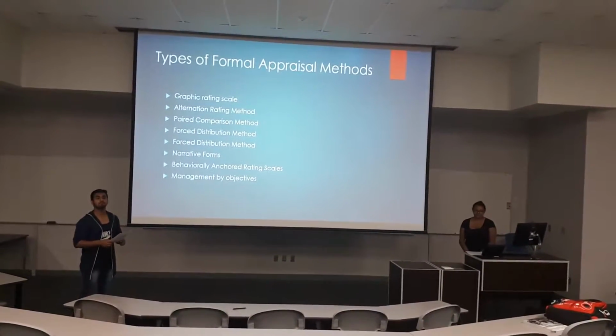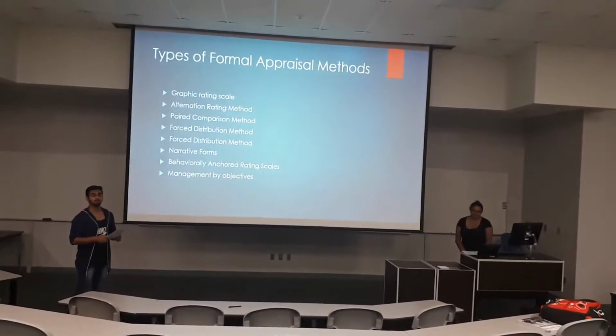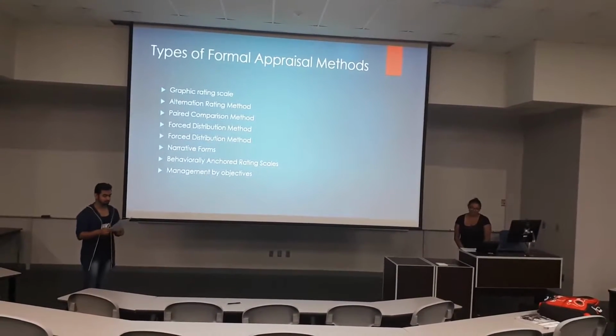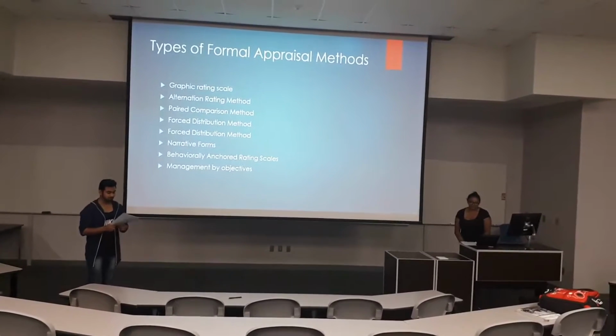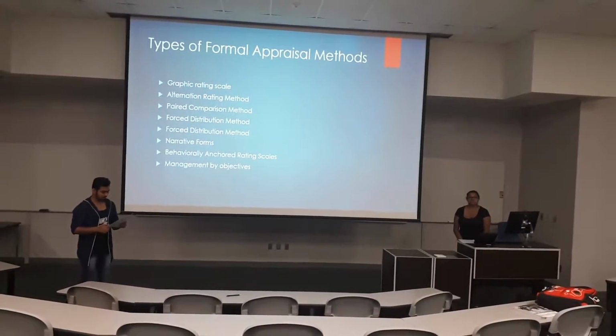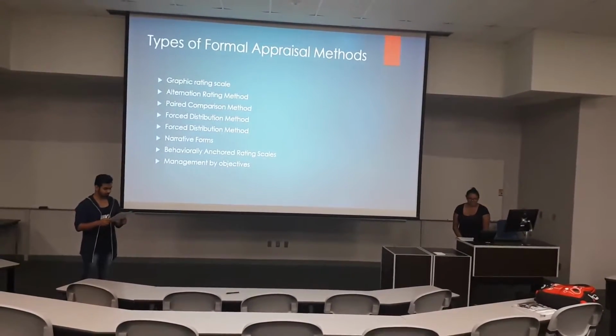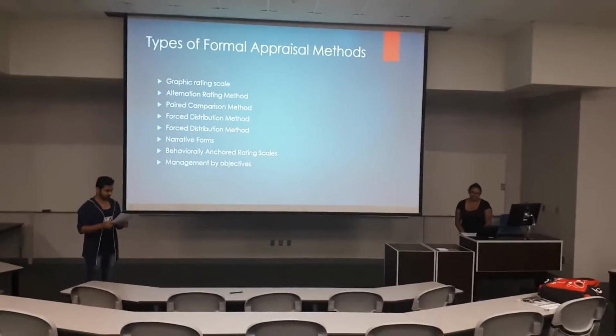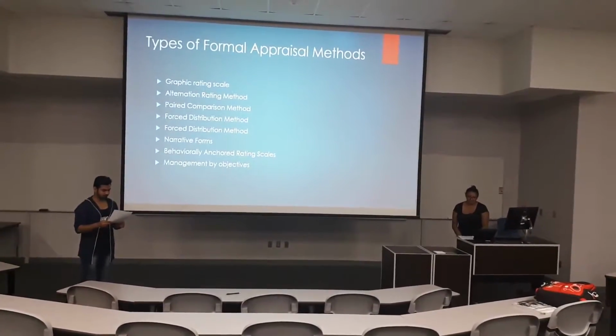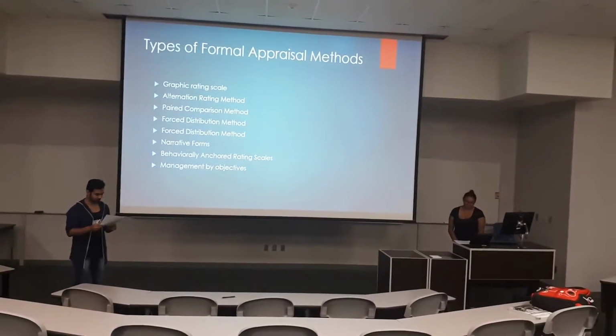So, types of appraisal methods. There is the graphic rating scale, a scale that lists the traits and range of performance for each. The employees are rated by identifying the score that describes his or her level of performance for each trait. This is the simplest and most popular method in today's workplaces. There's also the alternation rating method, ranking employees from the best to worst in a particular trait. This is a popular method that evaluates employees individually.